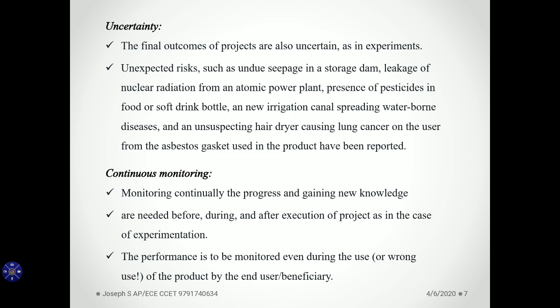The next one is continuous monitoring. So in continuous monitoring, continuously monitoring the progress and gaining the new knowledge that is needed before, during and after execution of the project, as in the case of experimentation. So the performance is to be monitored even during the use of the product by the end user beneficiary. After manufacturing the product, the manufacturer, after selling the product to the end user, gives guarantees and warranties about the product for a minimum of 6 months to 5 years. This is nothing but monitoring the product, how it is working and how it performs.